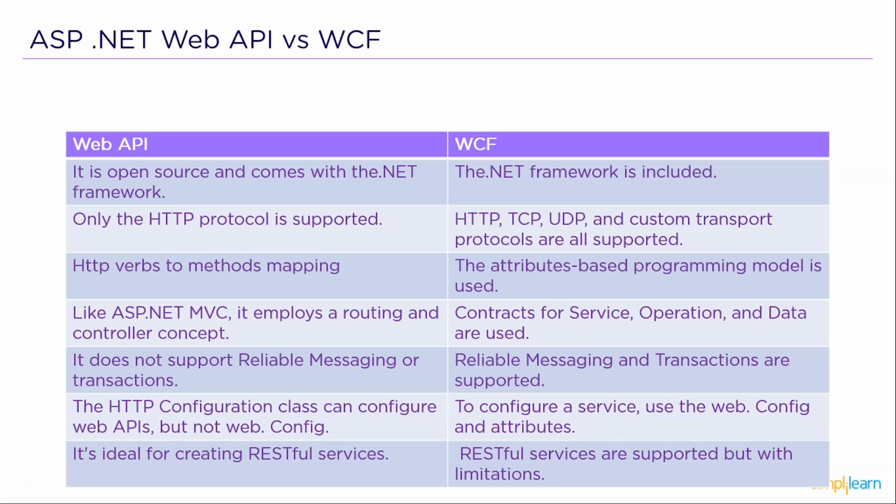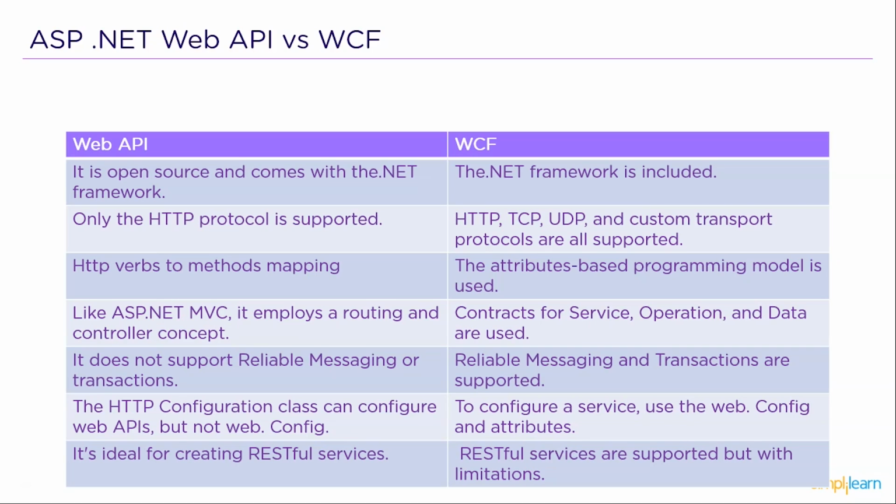The first difference between Web API and WCF is that Web API is open source and includes the .NET Framework, whereas WCF does not. The second distinction is that Web API supports the HTTP protocol, whereas WCF supports HTTP, TCP, UDP, and Custom Transport Protocol. The following distinction is that Web API supports the mapping of HTTP verbs to methods, whereas WCF does not.